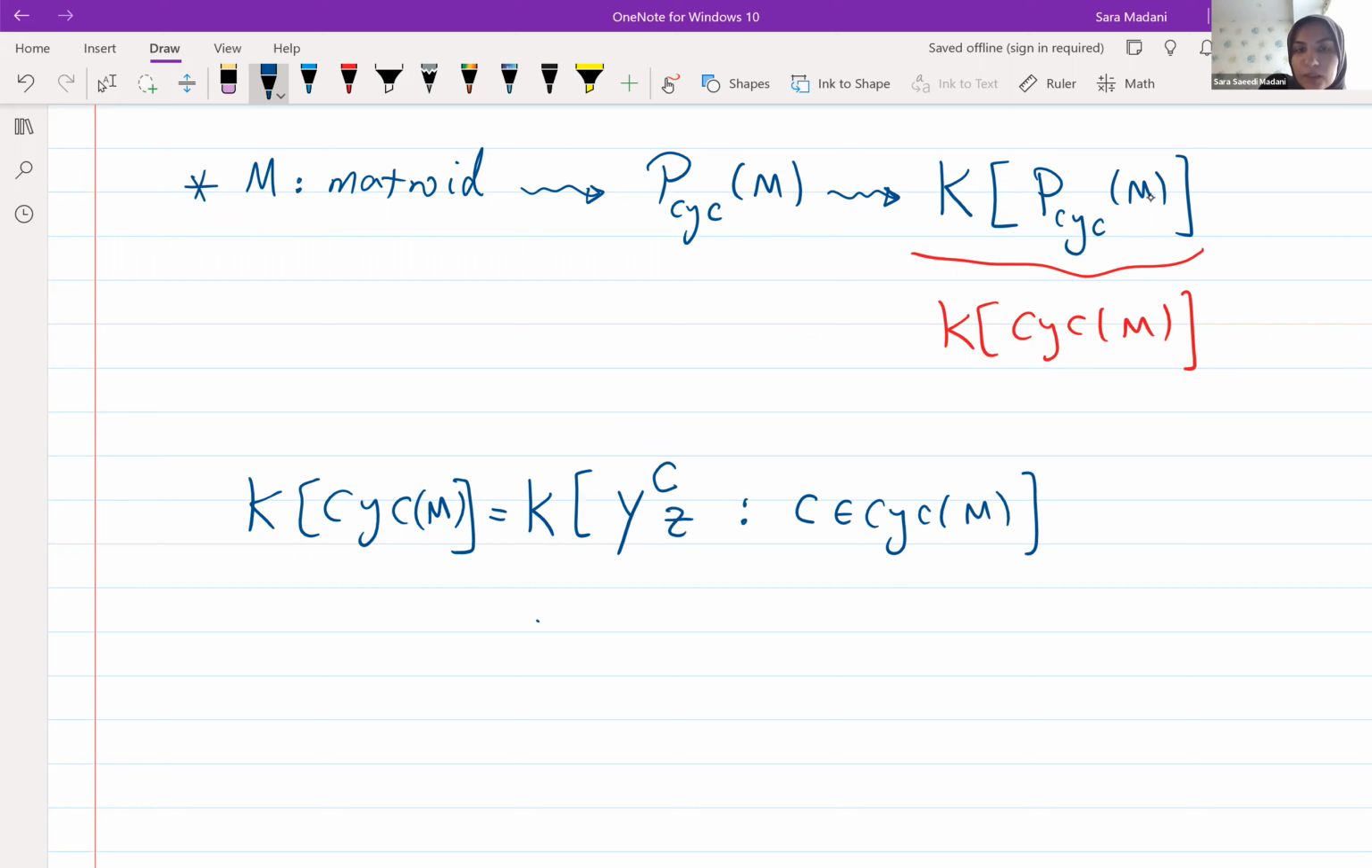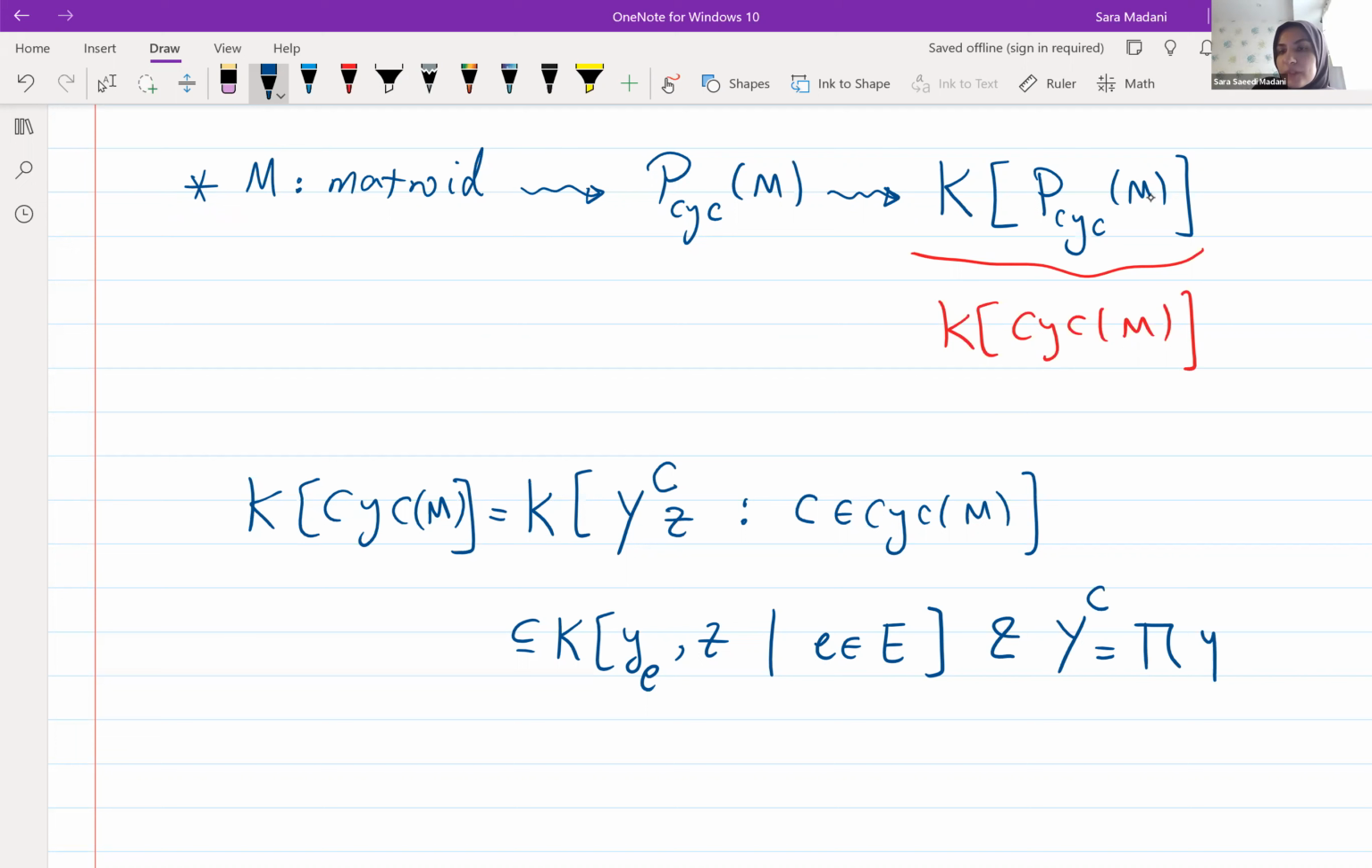And this is inside this polynomial ring, y_e and z, such that e is inside the ground set of my matroid. Okay. And just to be more precise, let me write again this y^C. It was just the multiplication of some variables. Which ones? Those which belong to C, which is the cycle of my matroid. Okay, so this is the K-algebra that we are considering. We introduced it above in a more general setting, and here for my matroids.